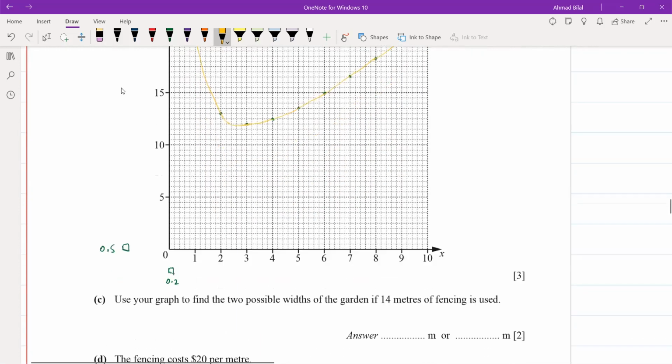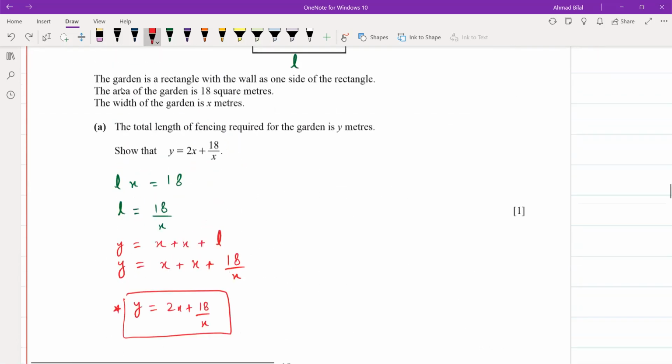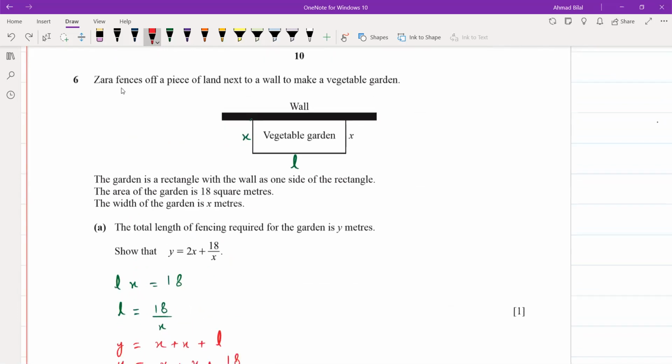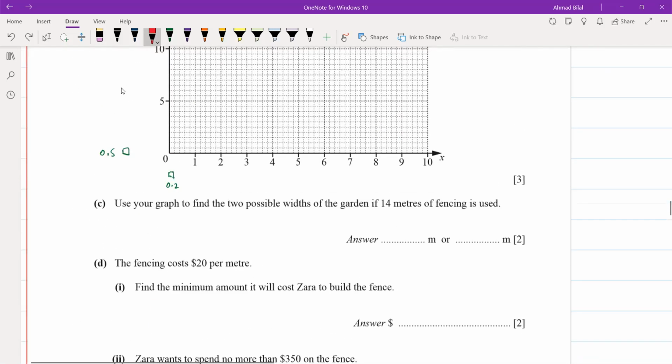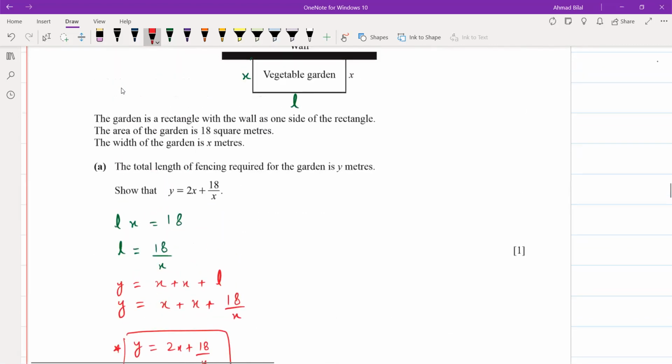Next, it says use a graph to find the two possible widths of the garden if 14 meters of fencing is used. So use a graph to find the two possible widths. Talking about width, see what width is represented by. If we go back there, width was basically x. So they are saying two possible values of x of the garden if 14 meters of fencing is used. 14 meters of fencing, what did they say fencing is represented by?